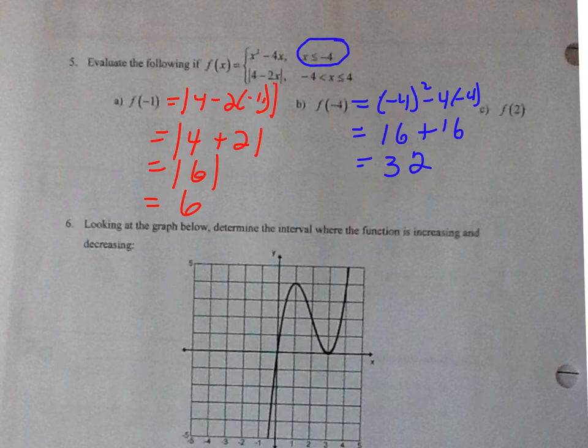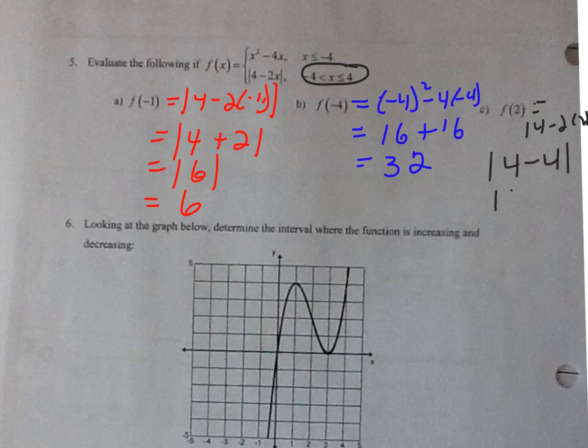And then the last one is f of 2. So f of 2 falls in this interval. So I have to use the last one. So it would be the absolute value of 4 minus 2 times 2. So it's the absolute value of 4 minus 4, the absolute value of 0, which is equal to 0.